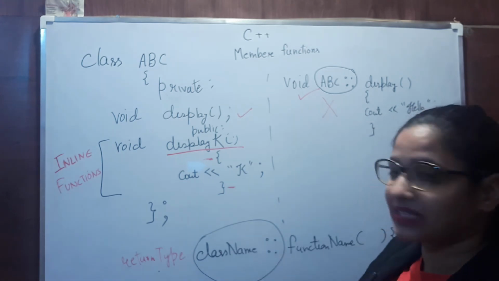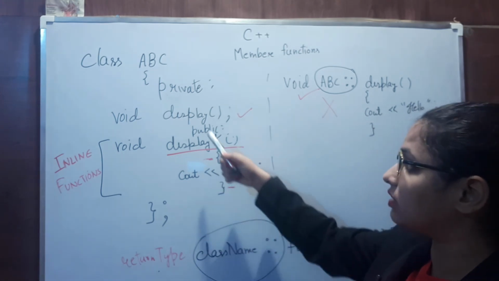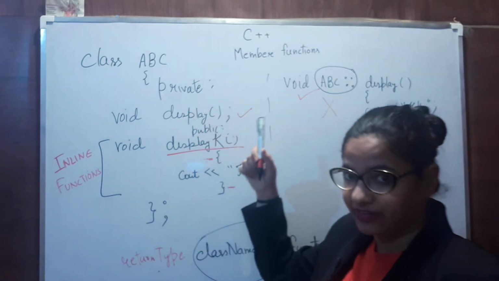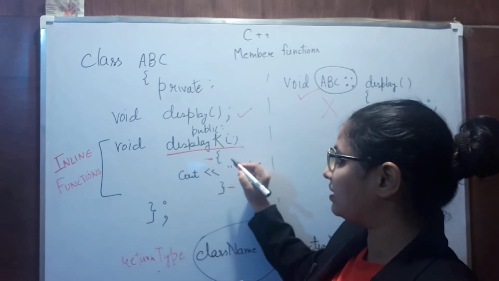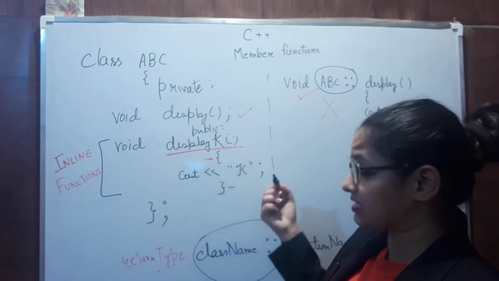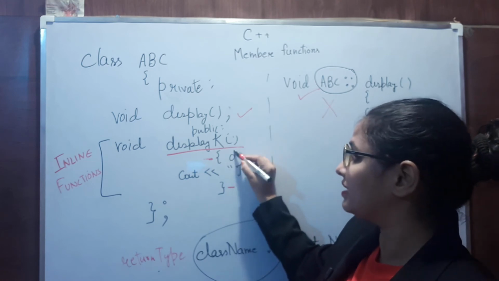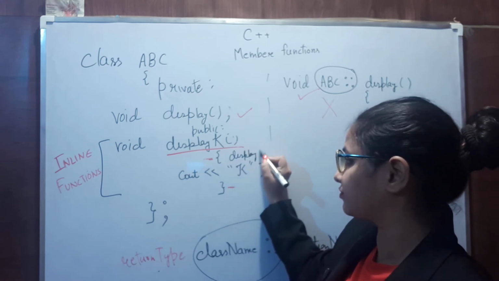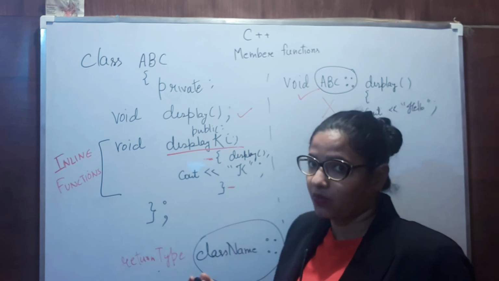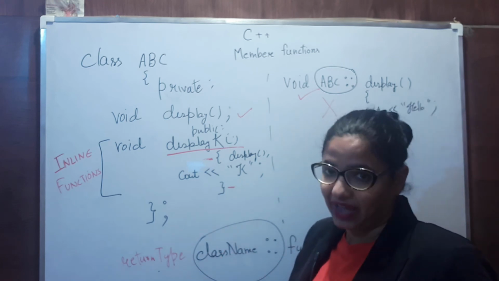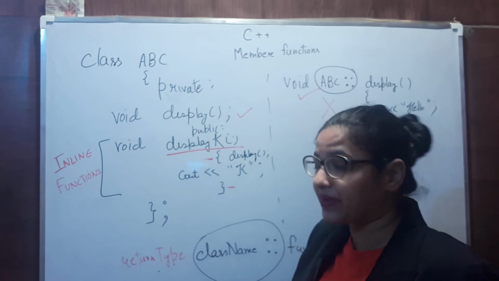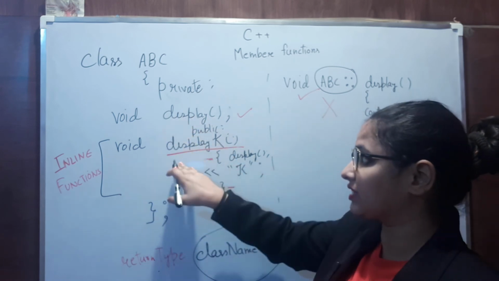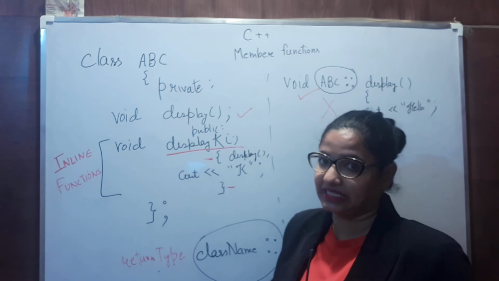So what should be the thing? We should call display, that is private function, in public function. For example, here in displayK coding, what I am writing? Display. Fine. Because now as display has become private, it cannot be accessed with object. So what we are doing? We are using this function in the public functions.